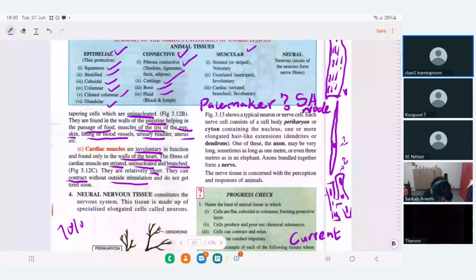Fine. Listen. Now we saw three types of tissues. Under muscle tissue, we saw striated, unstriated, and cardiac muscle. Okay, fine.